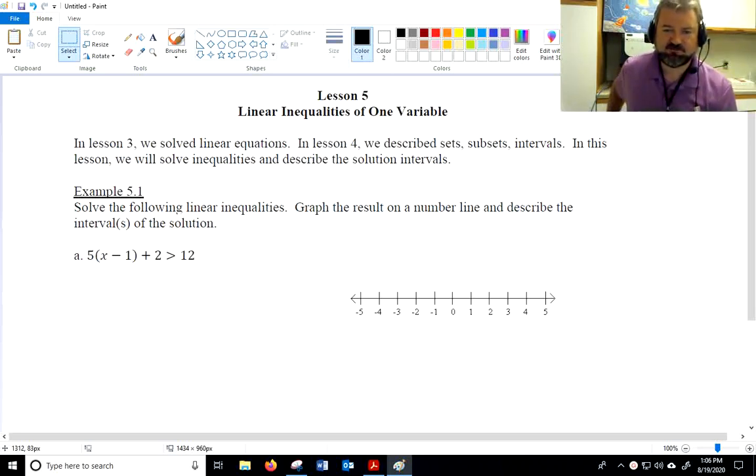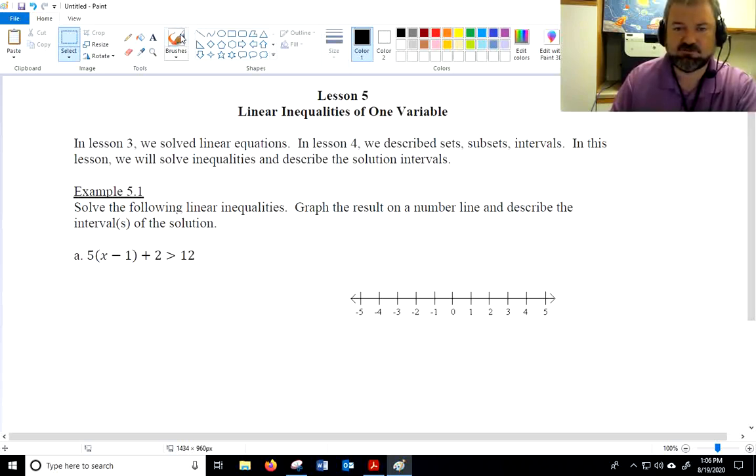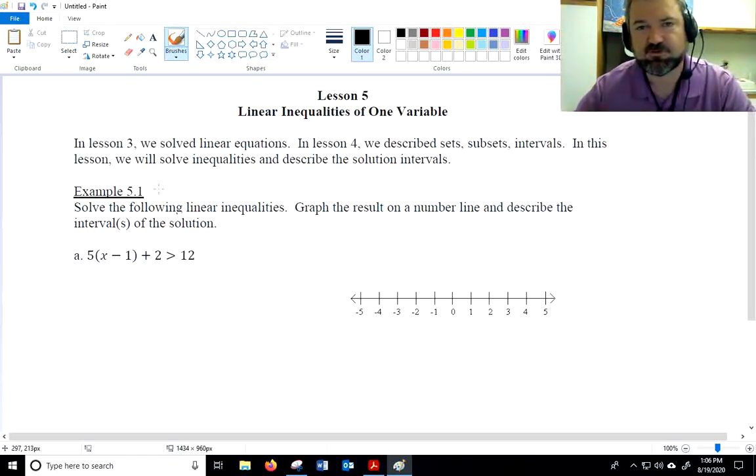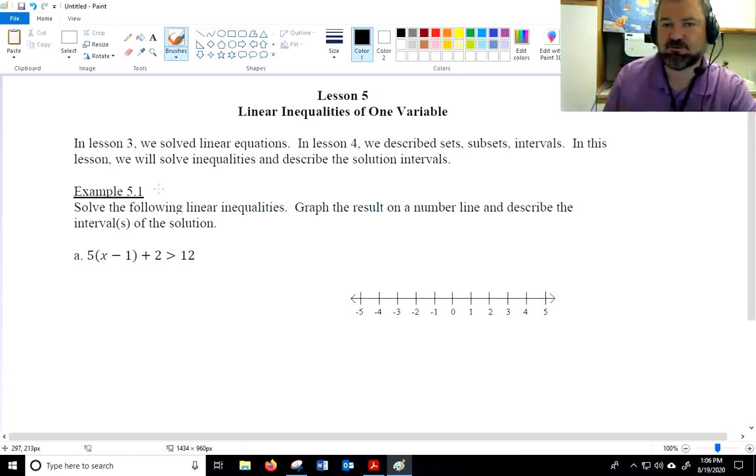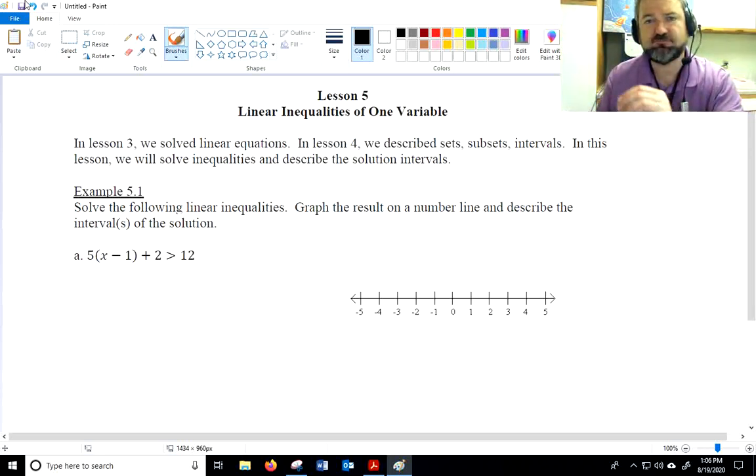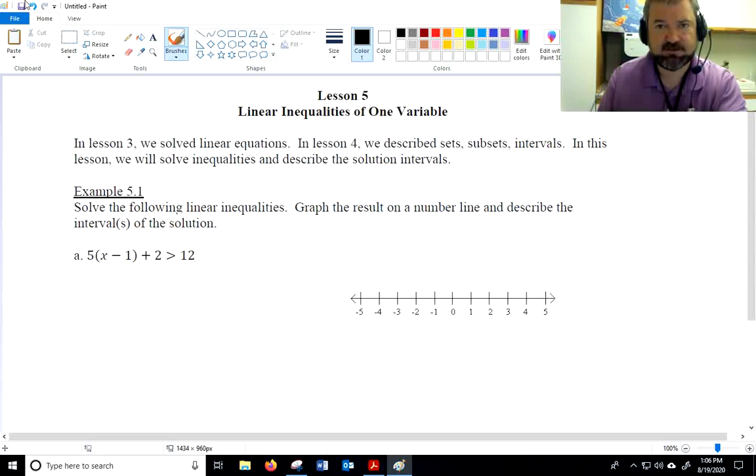Example 5.1, solve the following linear inequalities. Graph the result on a number line and describe the intervals of the solution. So I'm going to solve this inequality. And when we're solving a linear inequality, it's basically going to work the same as a linear equation, but we need to remember a little trick. And that is that we always flip the direction that the inequality is facing, which I like to call the alligator, if we ever multiply or divide on both sides by a negative number. So if what you do to both sides is multiplication or division, and what you multiply or divide by on both sides is negative, you need to flip the sign.